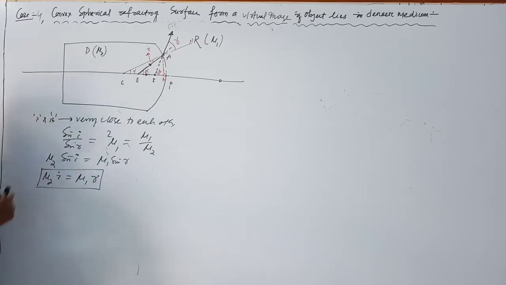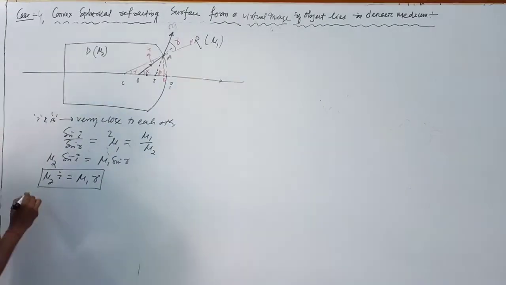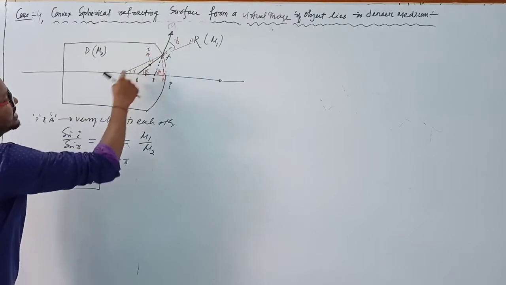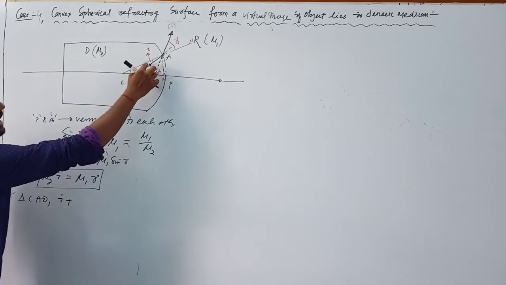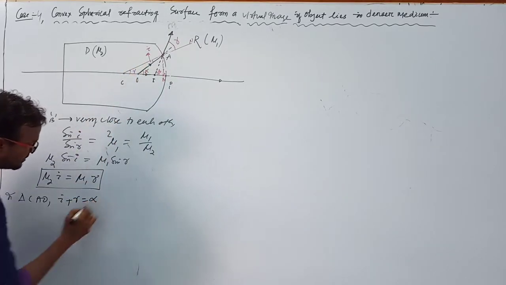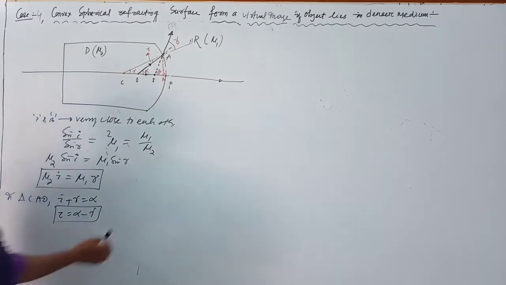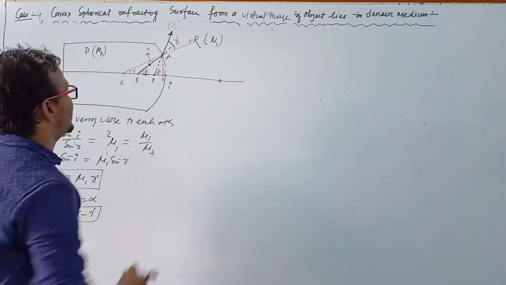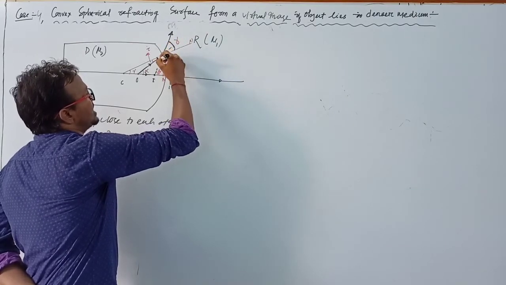Now use the values of I and R here. What is the value of I from this triangle? Look at this triangle, this angle I. In triangle CAO, I plus gamma equal to alpha, or I equal to alpha minus gamma. This is the first relation. Next, this angle is R, and this total angle is also R, because these are vertically opposite angles.